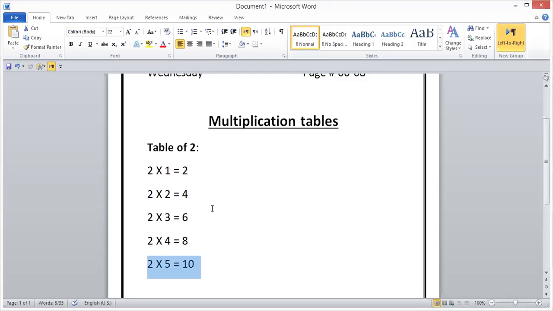So someone is saying 2 times 2, someone is saying 2 times 4. Okay, no problem. Now, 6 times 2 equals 12. This is what you have to learn now.